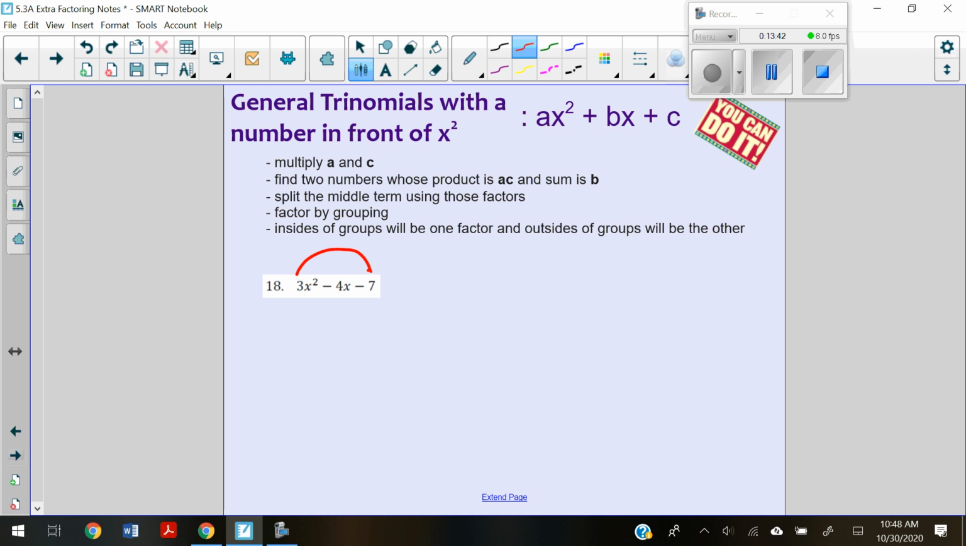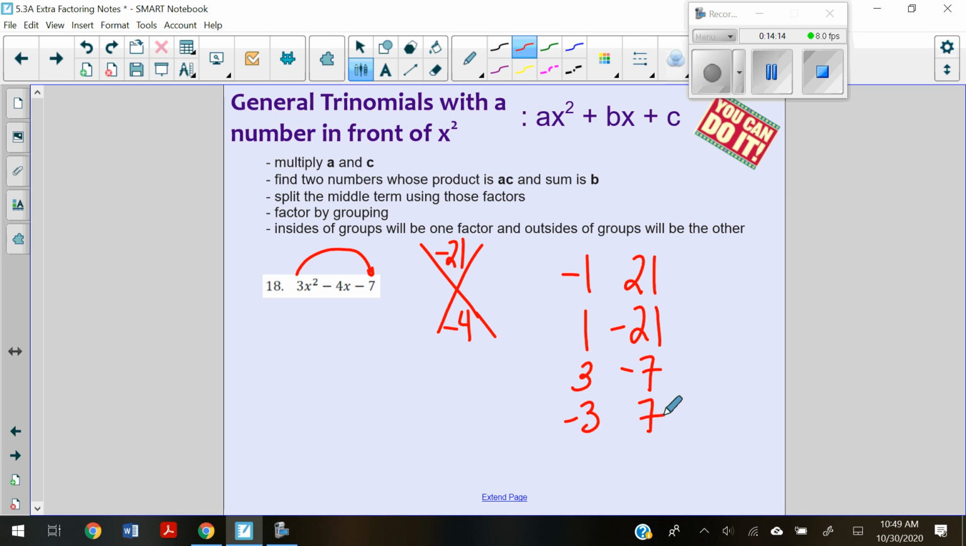I'm going to take my 3 times my negative 7 to get negative 21. And I have negative 4 in the bottom. So what multiplies to negative 21 and adds to negative 4? So you have to remember here, you can have negative 1 and positive 21, but you also can have positive 1 and negative 21. So you have to think about you have both those factors. So let's write these ones out. The next one I'm going to see is 3 and negative 7, and negative 3 and positive 7. And that should be it.